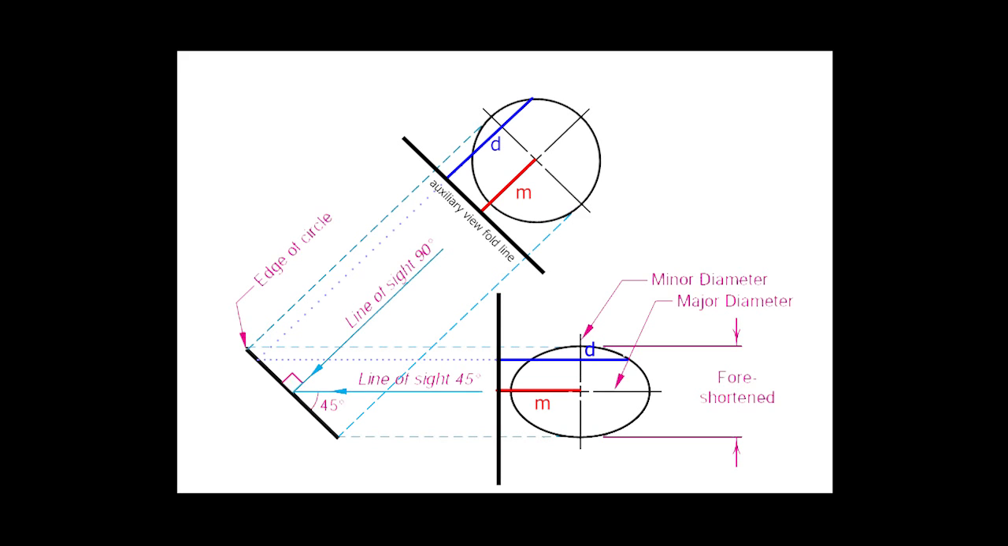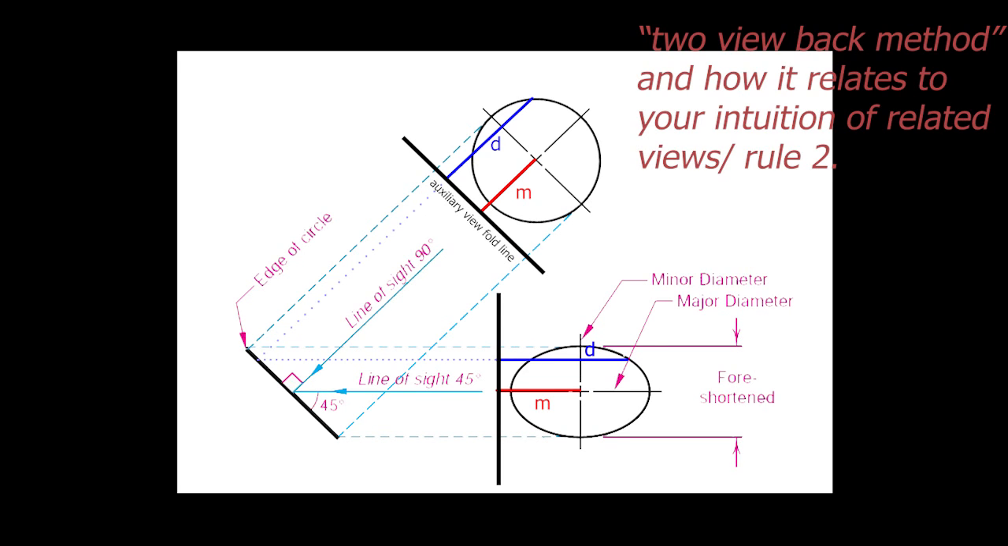This transferring of dimensions between related views is done using rule number 2 or transferring using a compass or a ruler. Your professor might refer to this as going 2 views back to transfer the dimensions. This is because whenever you move 2 views back, you land upon a related view of the auxiliary view.